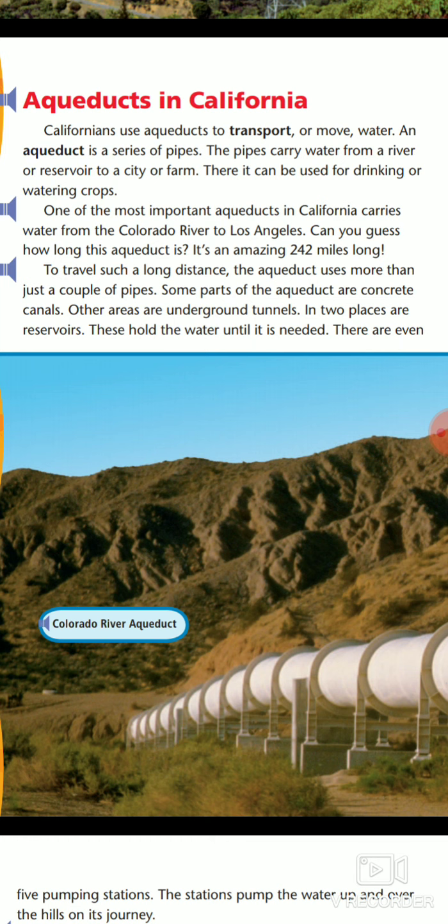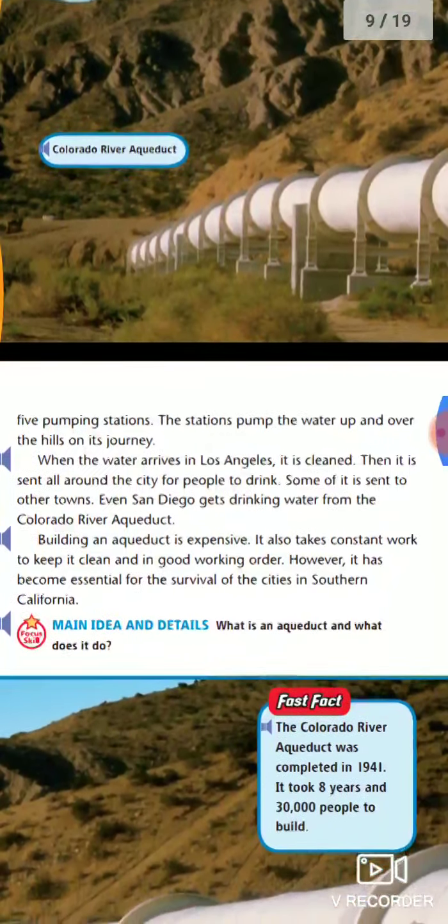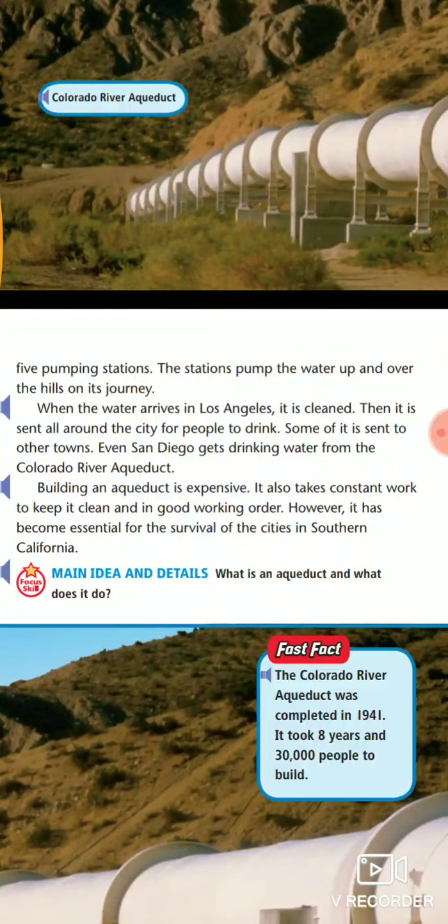To travel such a long distance, the aqueduct uses more than just a couple of pipes. Some parts of the aqueduct are concrete canals. Other areas are underground tunnels. In two places are reservoirs. These hold the water until it is needed. There are even 5 pumping stations. The stations pump the water up and over the hills on its journey.